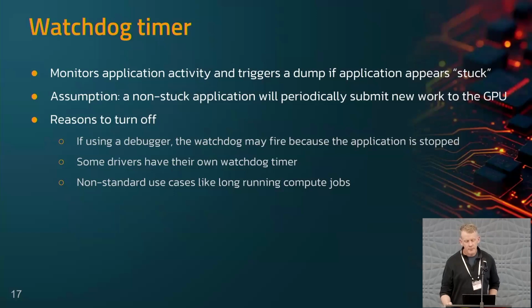So the watchdog timer just runs in the background and tries to detect if the application is still able to submit work. The assumption is that most applications will submit things periodically. I try to hit a 60 FPS frame rate, so you're going to submit frequently. Some use cases you might not want this watchdog timer on, so you can turn it off.